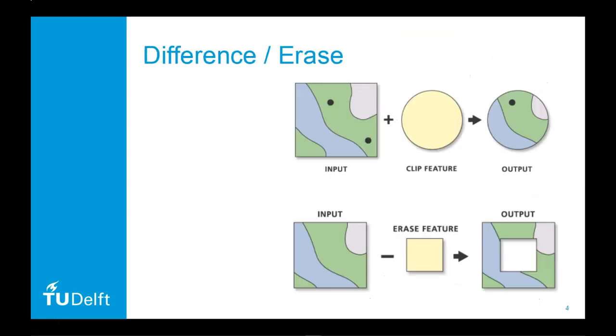So there's the example of the clip feature again, but underneath it is the exact opposite of that. It's an erase feature. That is differently named in every GIS software. It could be called erase. In QGIS it's difference, but that will do exactly the opposite from the clip. So everything that is within the erase feature is being erased from the original dataset.